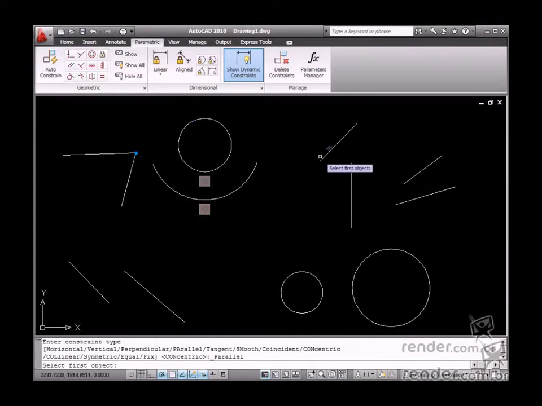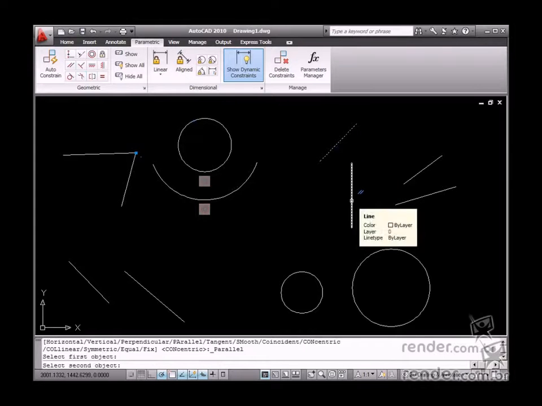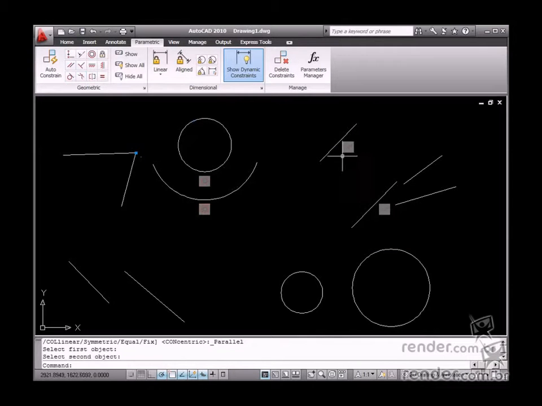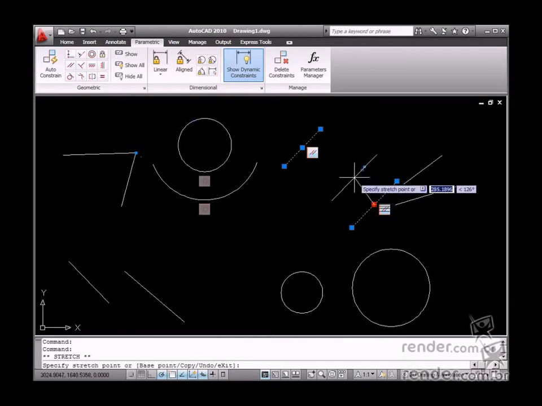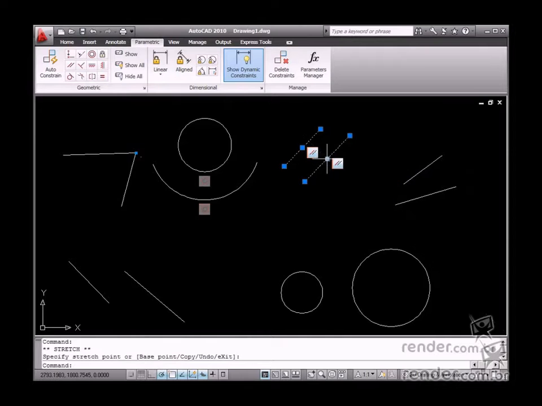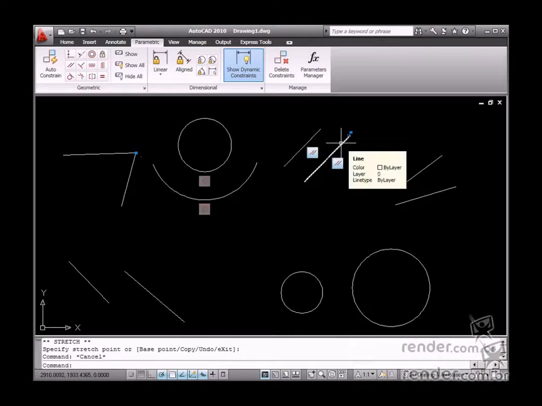Parallel. This constraint keeps linear elements parallel. This constraint makes it impossible for two elements to cross each other, as they must be kept equidistant. For example, two parallel straight lines, all the points are analyzed between the two straight lines and kept equidistant. Take a look at this.